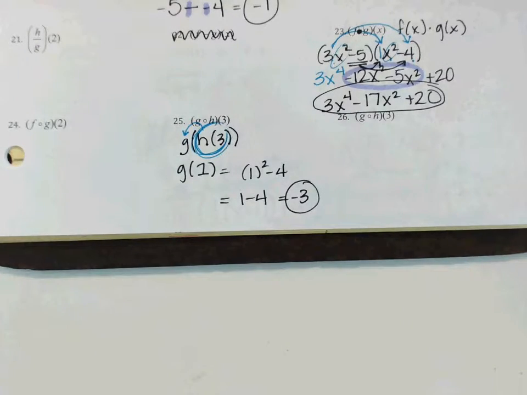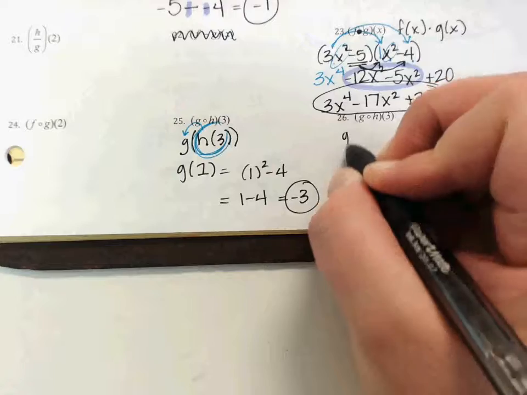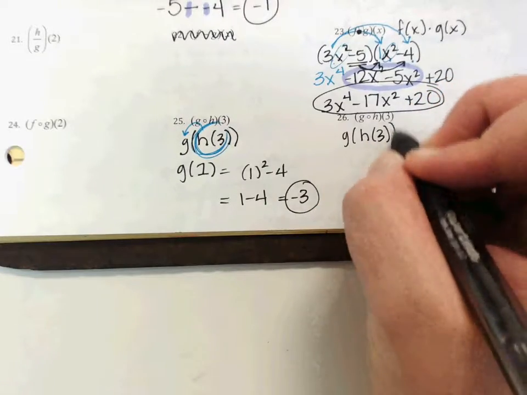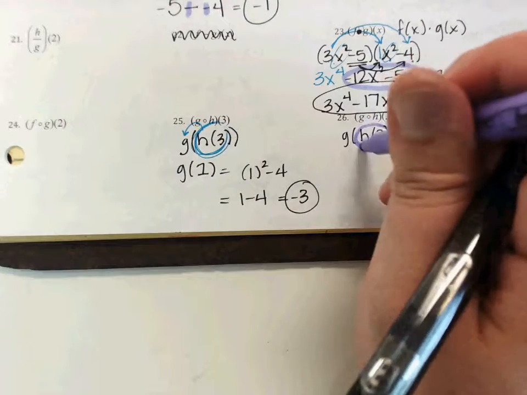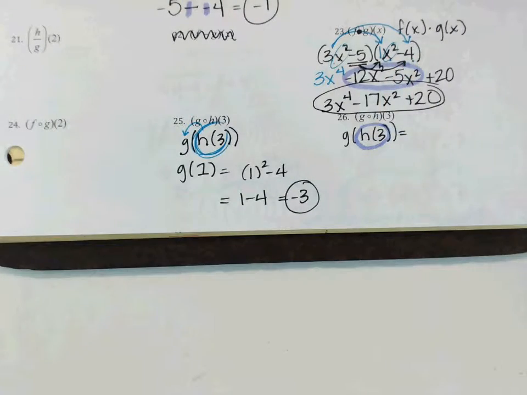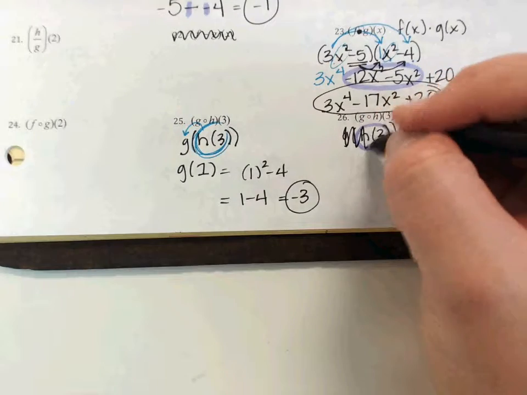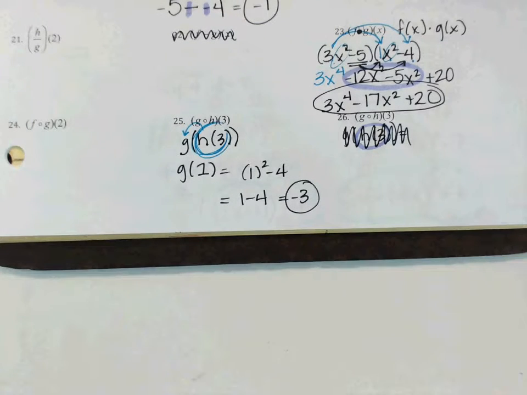Okay, last one we'll do is g of h of 3. And then remember, I'm going to find this guy. Then when I get the answer, I'm going to go back and plug that into... Hey, that's the same thing. Yeah, skip it.